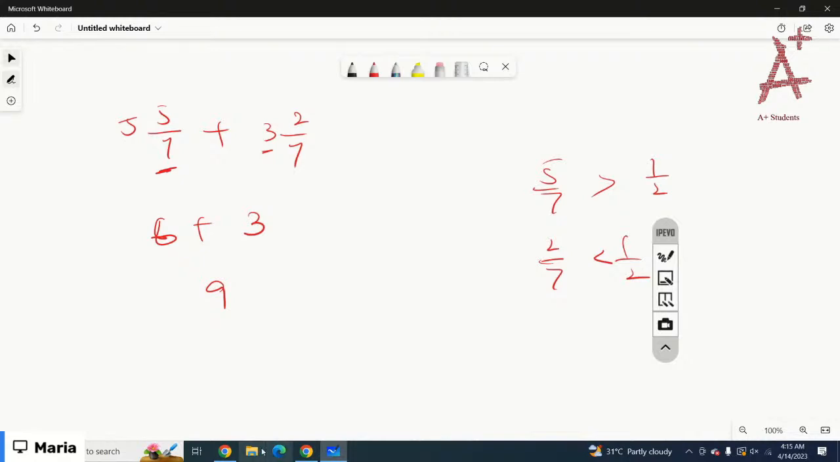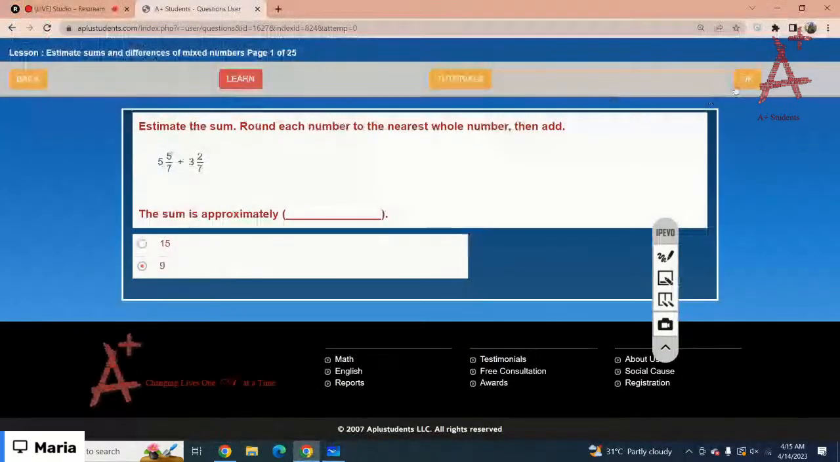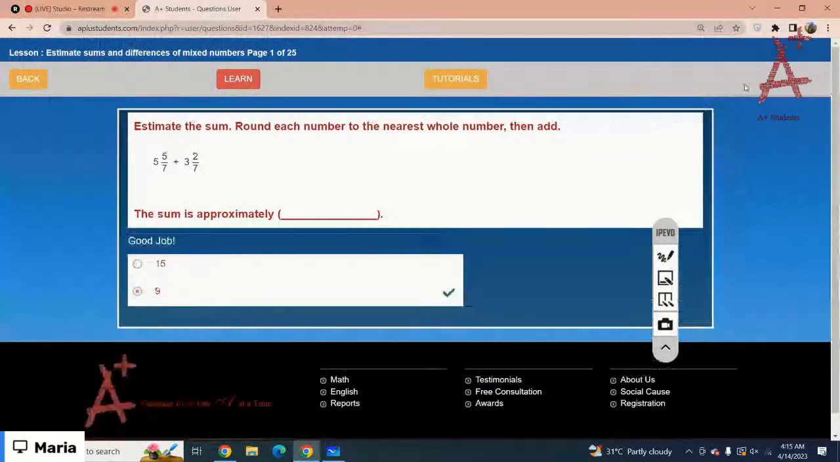So the correct option is 9. Here it is. Okay, so this approximate sum is 9. Got it?